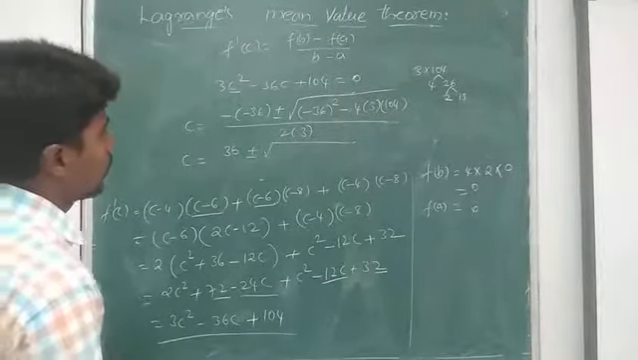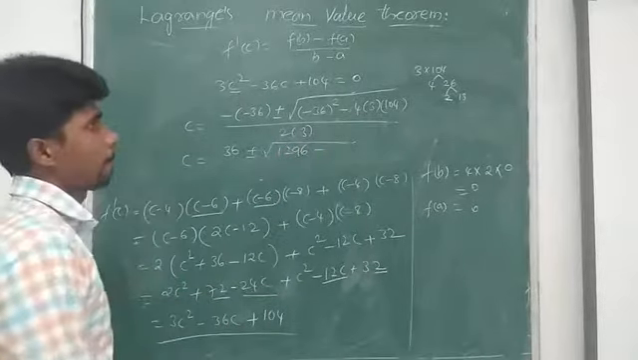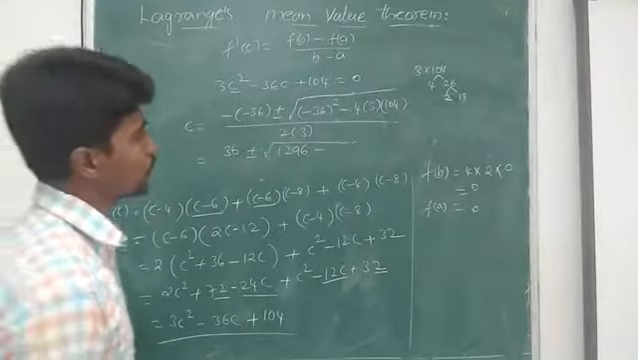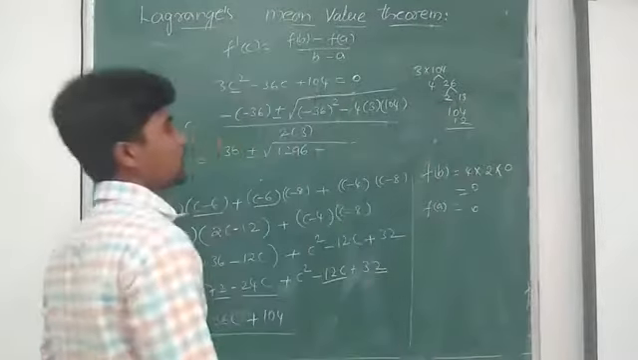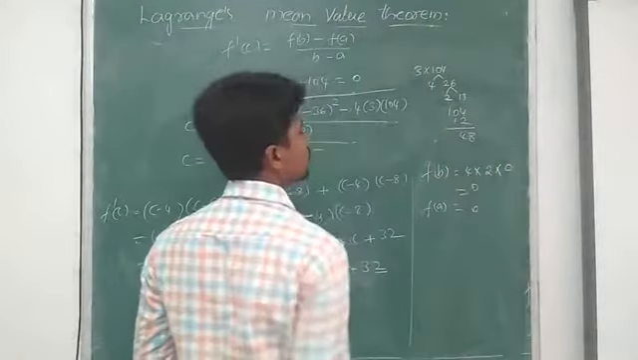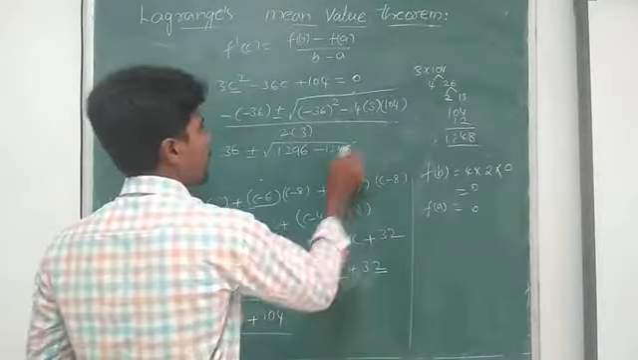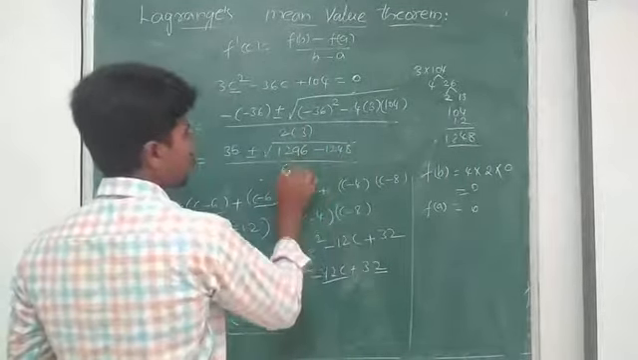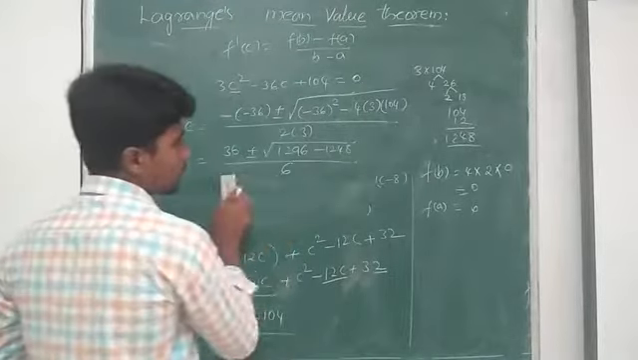36 whole square is 1296, minus 4 into 3 is 12, 12 into 104. 12 into 104, 12 4s are 48, 0, right? 1248, by 2 3s are 6. Next, simplify.